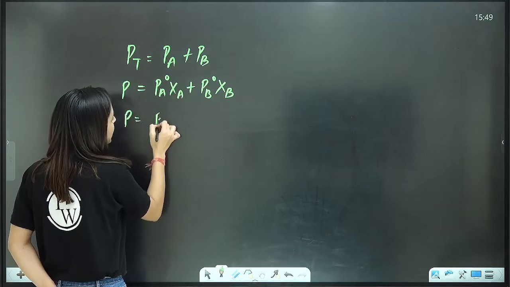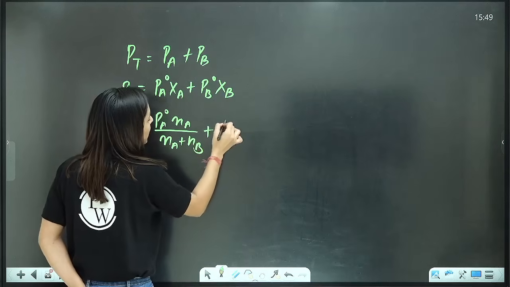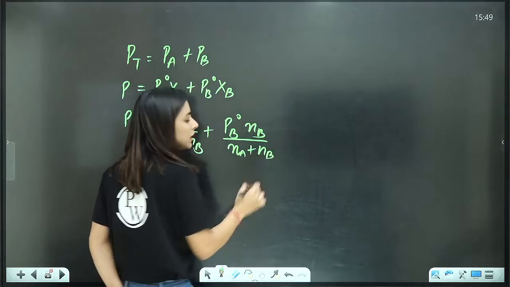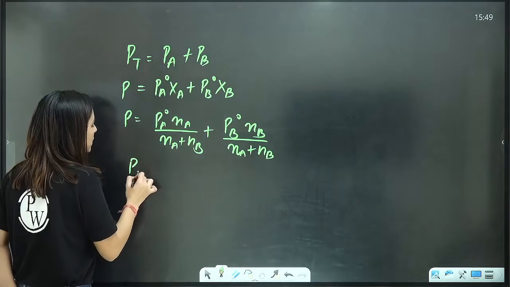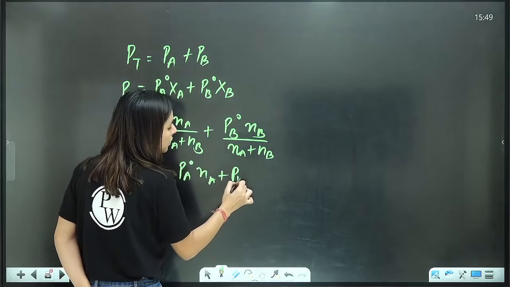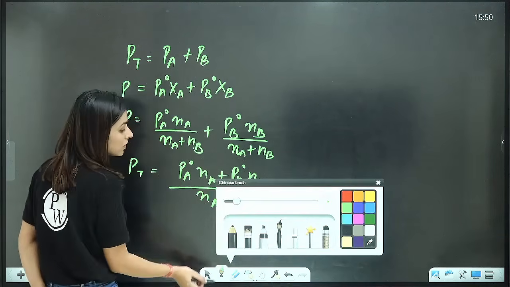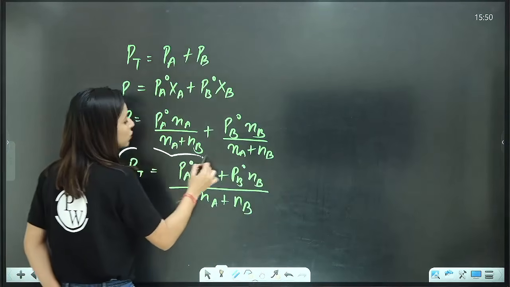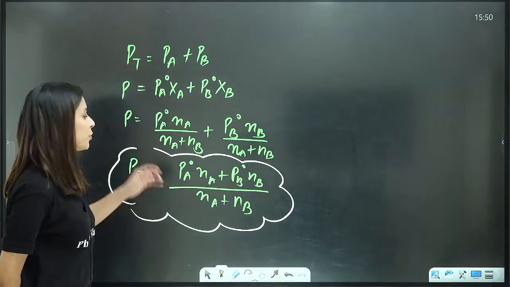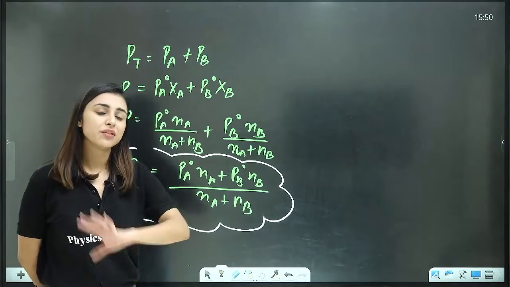So P is equal to PA naught times moles of A by moles of A plus moles of B, plus PB naught times moles of B by moles of A plus moles of B. So P total will be equal to PA naught NA plus PB naught NB divided by NA plus NB. This is a different expression which you can use to calculate the total pressure of a solution mixture. I hope you don't have any problem in it. Perfect. Now, my dear students, you have derived various expressions.